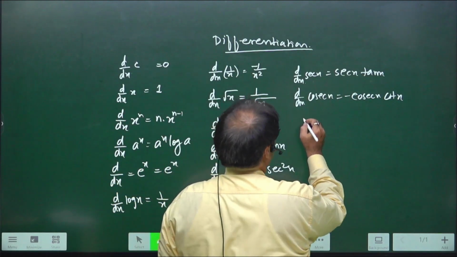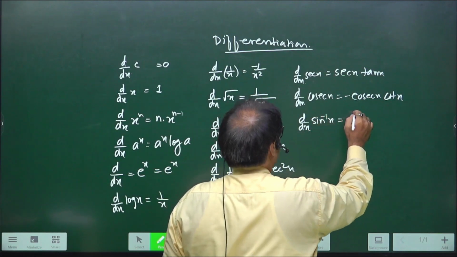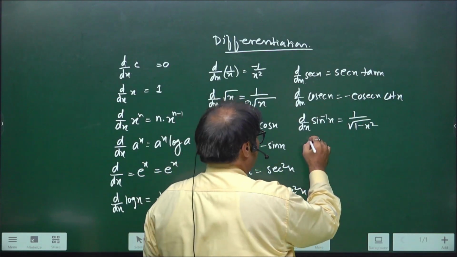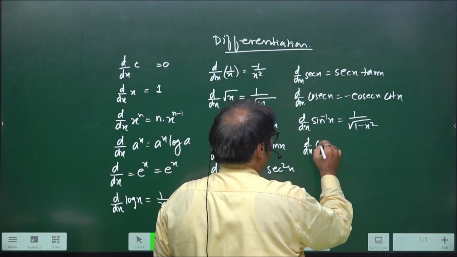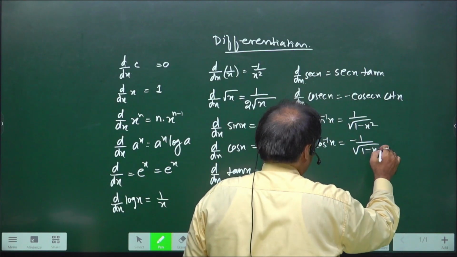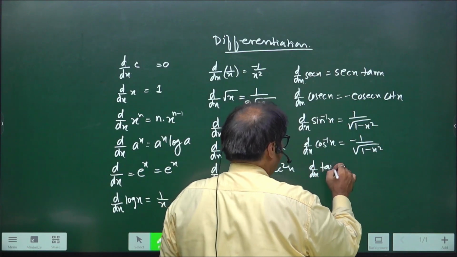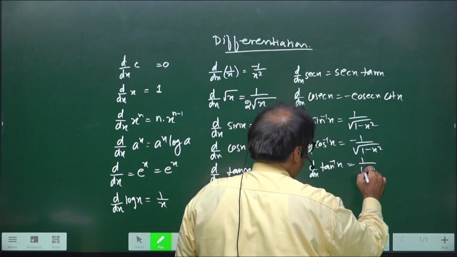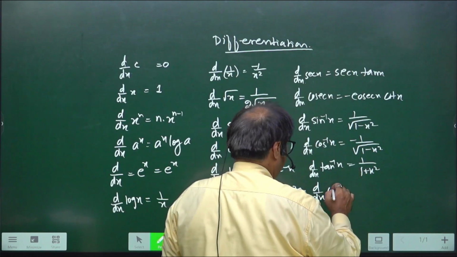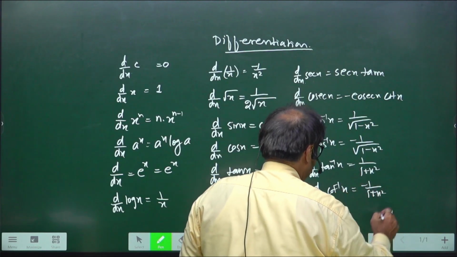The derivative d by dx of sine inverse x is 1 upon root over 1 minus x square. And d by dx of cos inverse x will be minus 1 upon root 1 minus x square. And the derivative of tan inverse x is 1 upon 1 plus x square. And the derivative of cot inverse x will be minus 1 upon 1 plus x square.